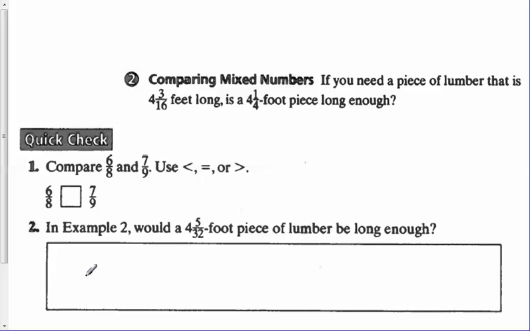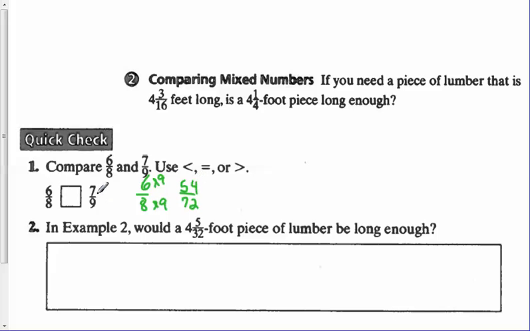Alright, if you're not done, go ahead and pause, but I'm going to go through and check this. So comparing 6/8 and 7/9. To compare, I need to have a common denominator. The common denominator between 8 and 9, well, 8 times 9 would give us 72. So we're going to multiply each fraction by that number to get to 72 for our denominator. So for 6/8, I'm going to multiply 8 times 9, and I get 72. So I have to do the same thing to my numerator: 6 times 9 is 54.